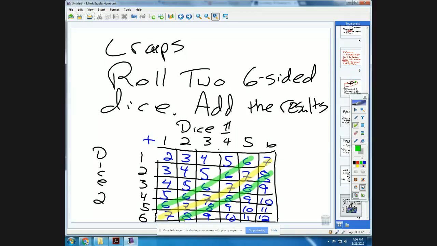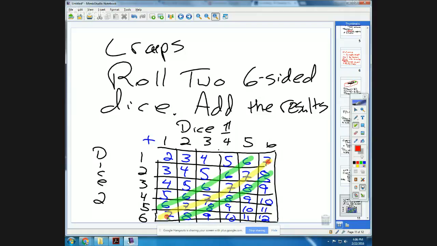So the 7 could be the first dice gets a 6, and the second dice gets a 1, or the second dice gets a 6 and the first dice gets a 1. Those are 2 different ways that 7 can happen. Turns out there's 6 different ways that 7 can occur. So there's 36 simple events here.